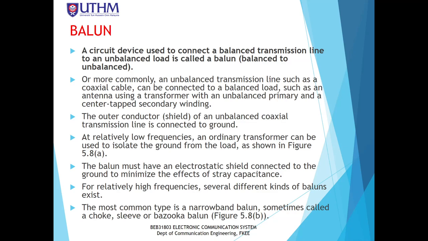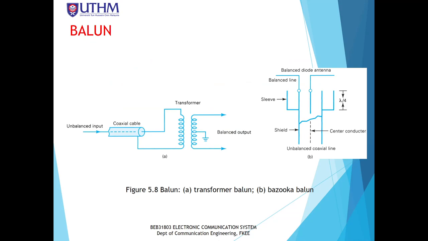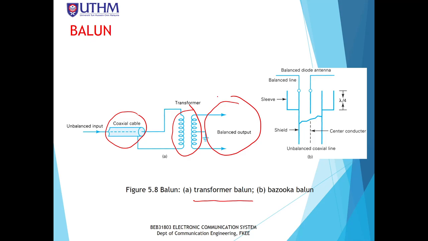What about the balun? Balun is the combination of balanced and also unbalanced. So balun is actually used to connect balanced transmission line and also the unbalanced transmission line. So kita gunakan balun actually to connect both of them together. Okay, so balun, you can see from here we have two types of balun. The first one is the transformer balun. So this is the transformer balun to connect the unbalanced transmission line with the balanced transmission line over here. Okay, so we have unbalanced over here on the left and balanced on the right in this example.